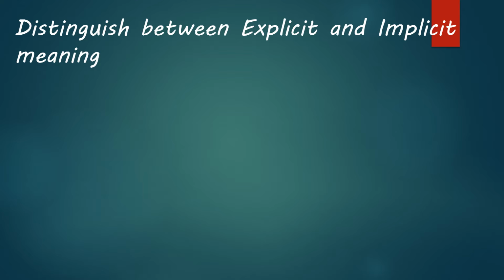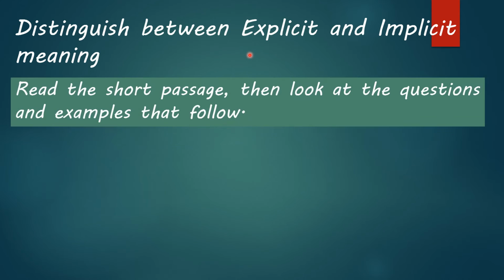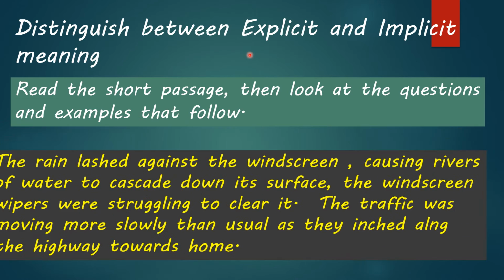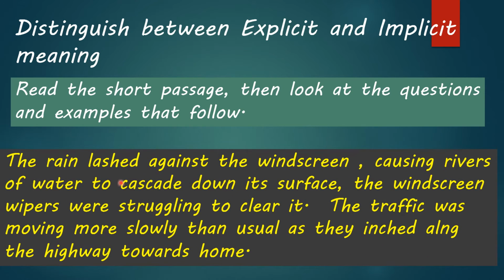So in order to distinguish between explicit and implicit meaning, I have selected a short passage that we will read together, and after reading it, we will see how we can distinguish between explicit and implicit meaning. So let's read this passage together, which is about the scene of a rain.